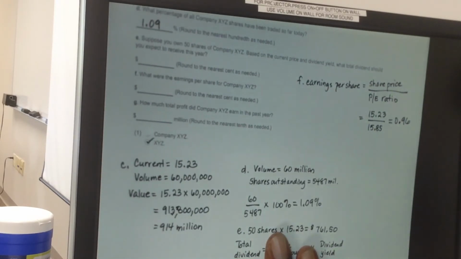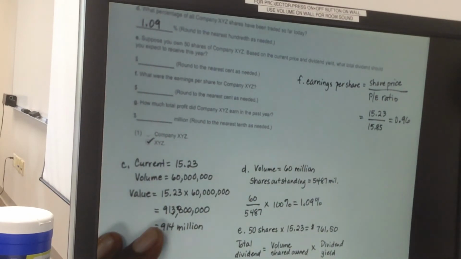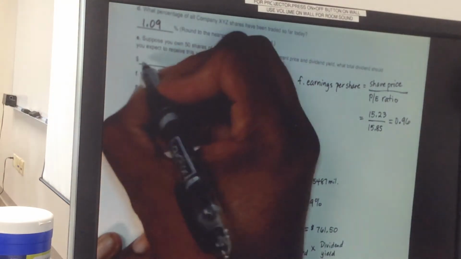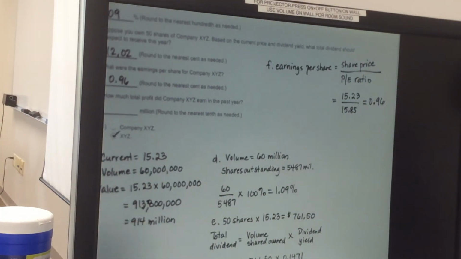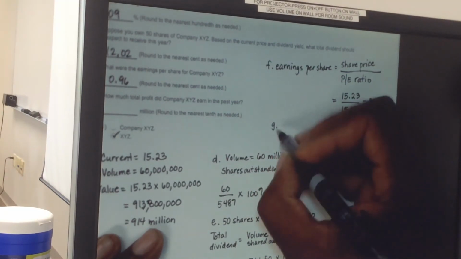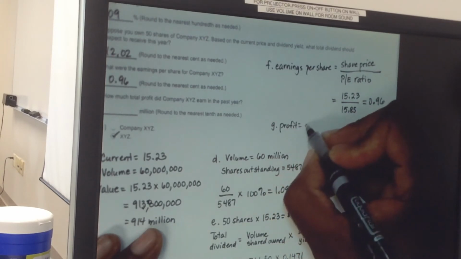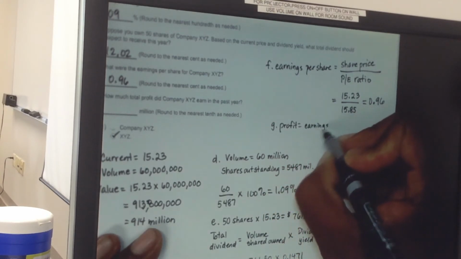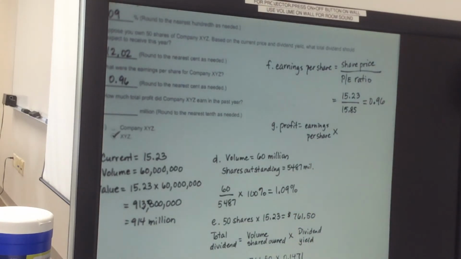And then finally, part G. How much total profit did company XYZ earn in the past year? Let me go ahead and fill in E of $112.02 and F. So now we want to find out what G is. The profit would be the earnings per share times the outstanding shares.